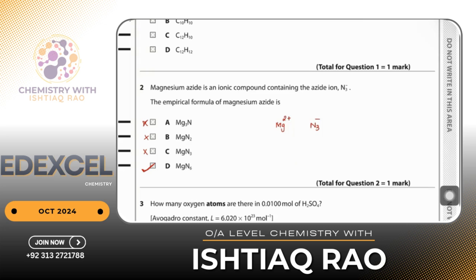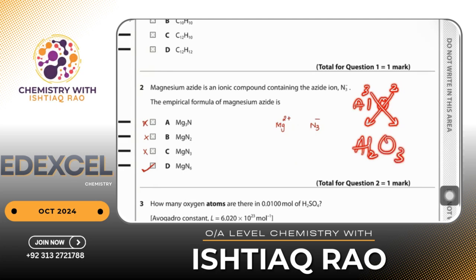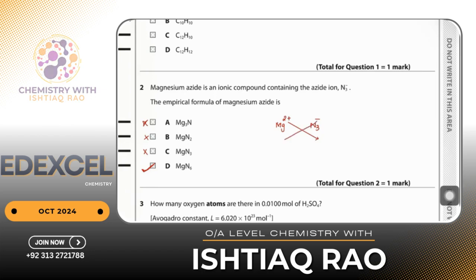Remember, let me tell you one more example. Let's say I have aluminium oxide. What would be the formula for aluminium oxide? Aluminium is in group 3, so the charge for aluminium is 3. Oxygen is in group 6, so the charge is 2. If this is 3 and this is 2, how do we write down the formula? We always swap the charges, so it would be Al2O3. In the same way, I'm going to do the working here. That's why the formula for magnesium azide is MgN6.